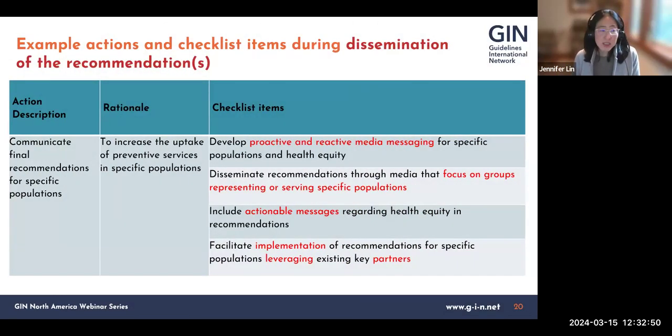So for the dissemination and implementation of recommendations, I want to mention that our framework focuses more on the dissemination rather than the implementation. That is one of the areas that I think really does need to be developed, a checklist or guidance for the implementation of recommendations, but we are focusing more on the dissemination. This action item focuses on the communication to a broader audience. Our communications team really is advocating for both proactive and reactive messaging. That is, what are you going to say, meaning proactive communication, as well as how are you going to respond to certain questions? So that's the reactive messaging, but really to have those speaking points developed specific to health equity.